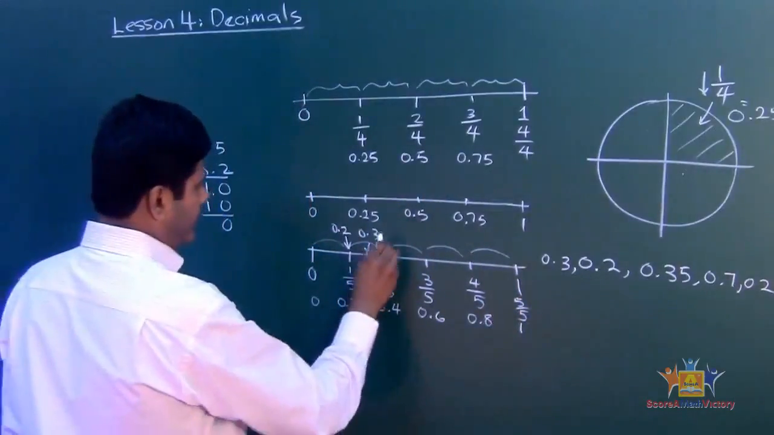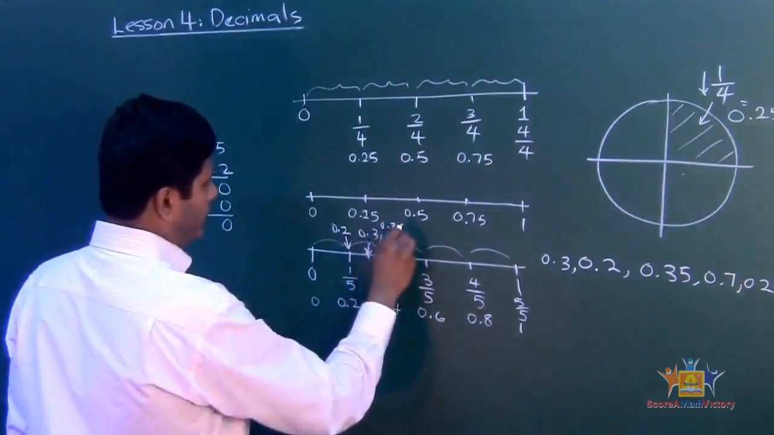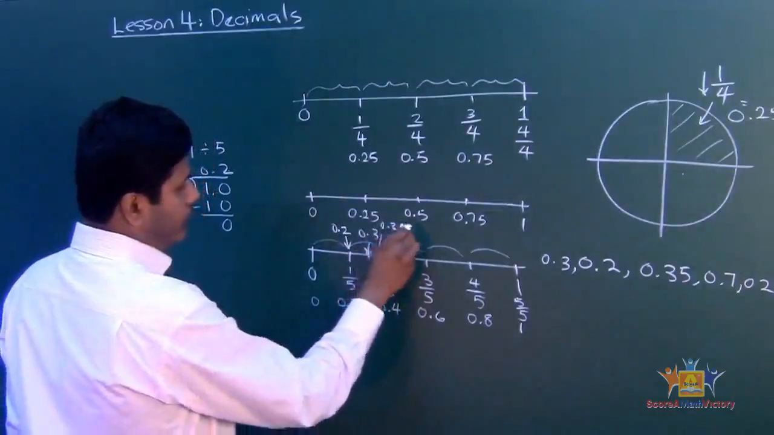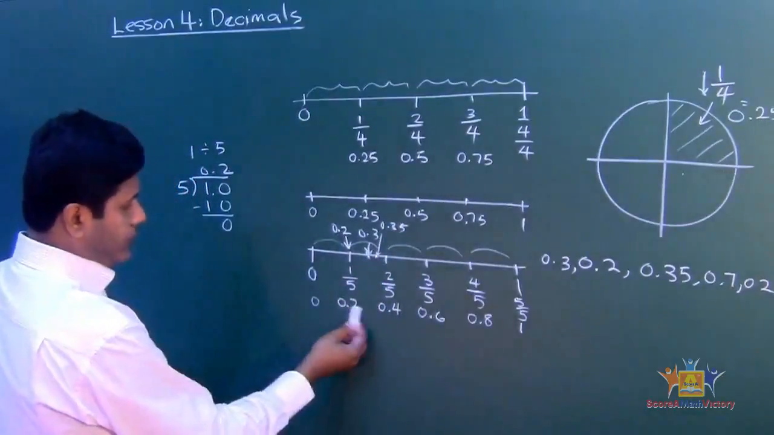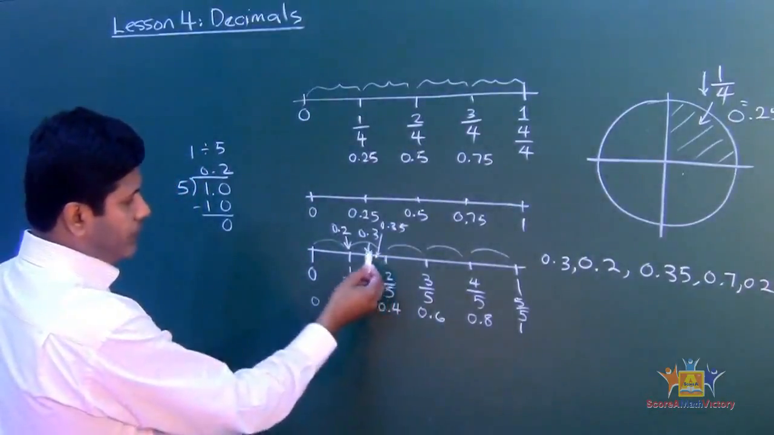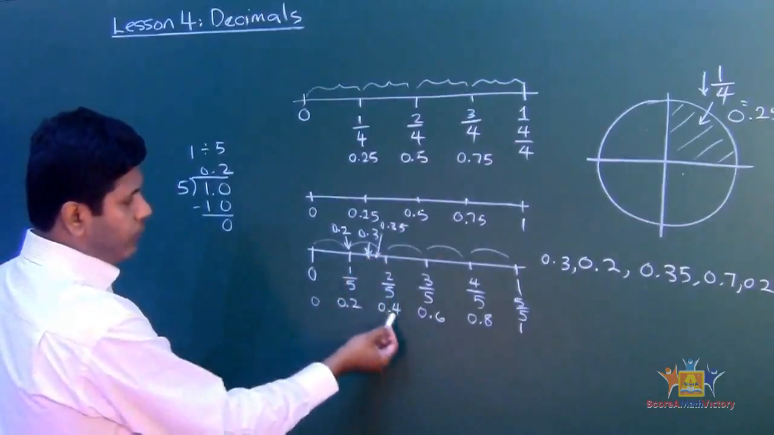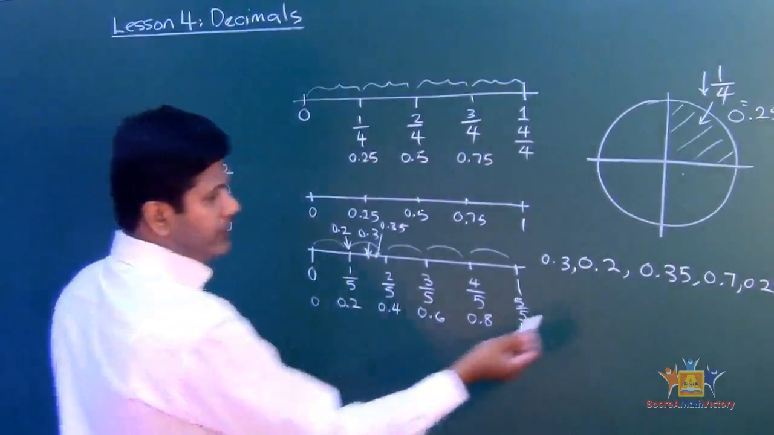0.35 is going to be right here, after 0.3. See that? It's going to be right there. How do I know that? Because 0.3 and 0.4, so it's got to fall in between them, and that's 0.35.